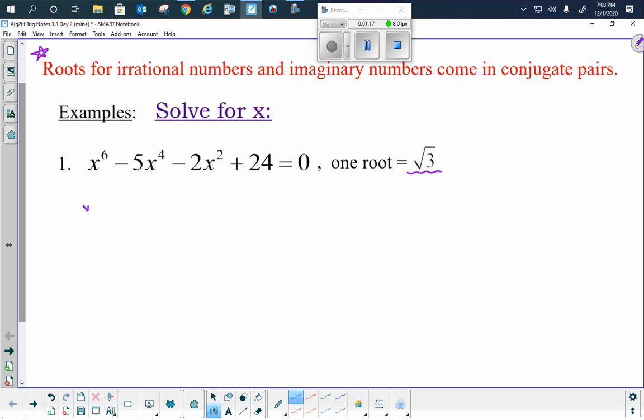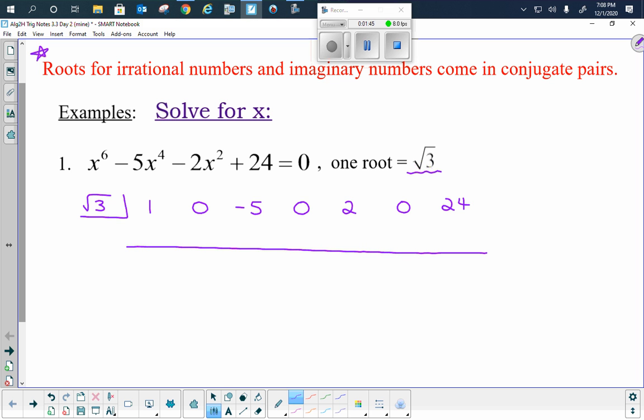Let's start. If it's a root, that's what goes in the batter's box, right? So coefficients going across, you could turn this off and try this yourself. Challenge yourself. See what you can do. All right. Coefficients should be 1, 0. Don't put them too close together is another tip. -5, 0, 2, 0, and 24. I'll draw my line, and we'll start.